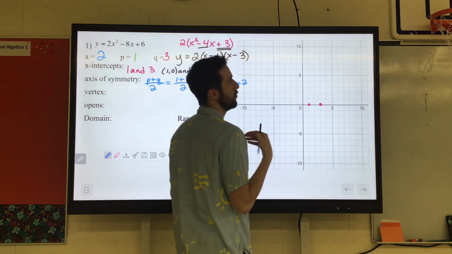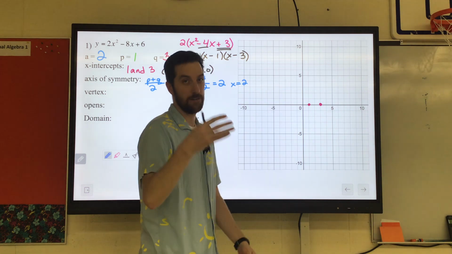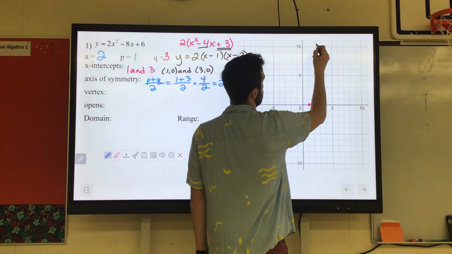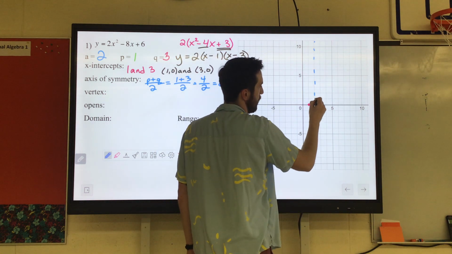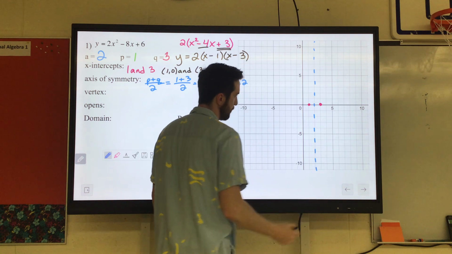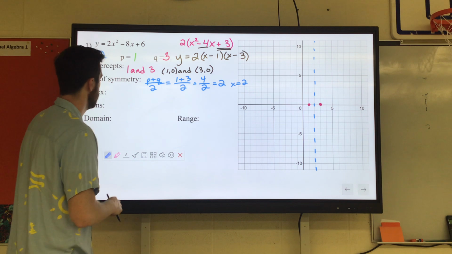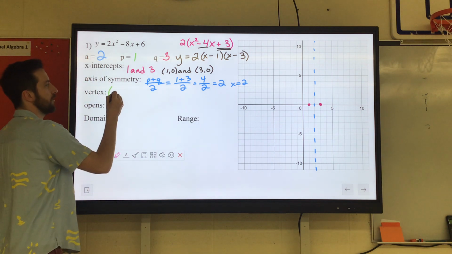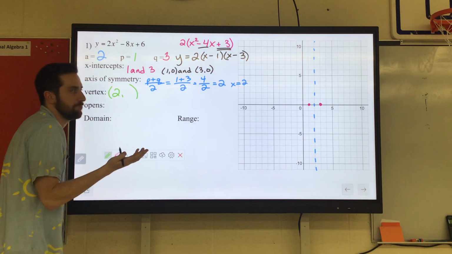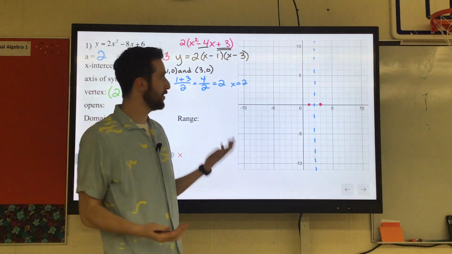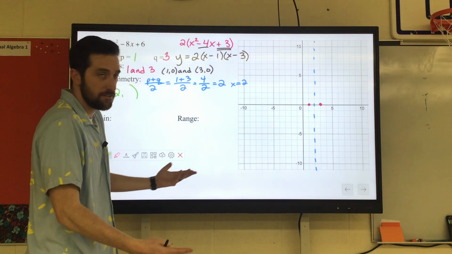So I like to draw an axis of symmetry, like an imaginary line. So x equals 2 would be this line here. And also, that tells you the x-coordinate of your vertex. So our vertex is going to be 2 something. How do you find the y? You substitute it in the equation and solve it.